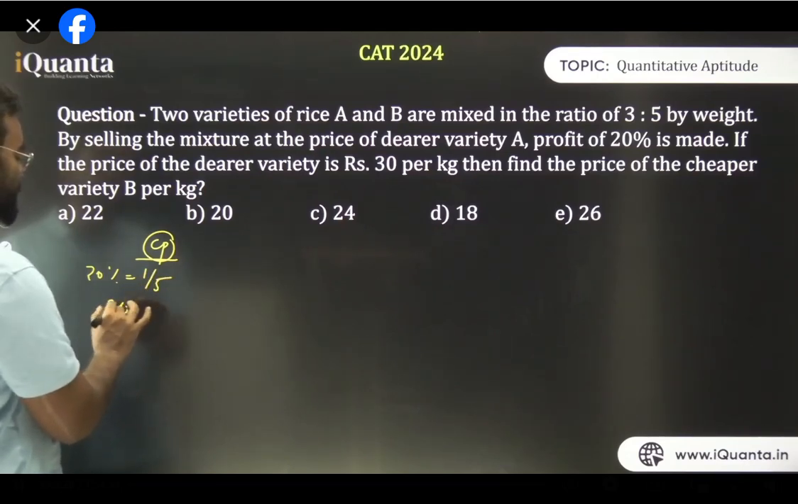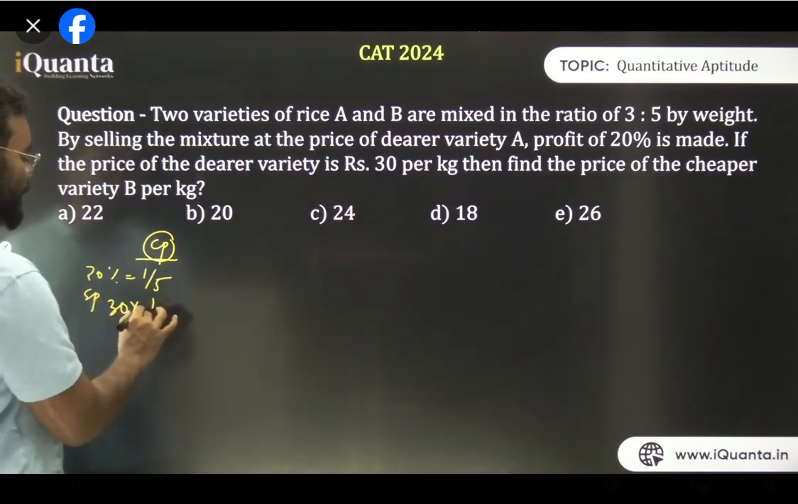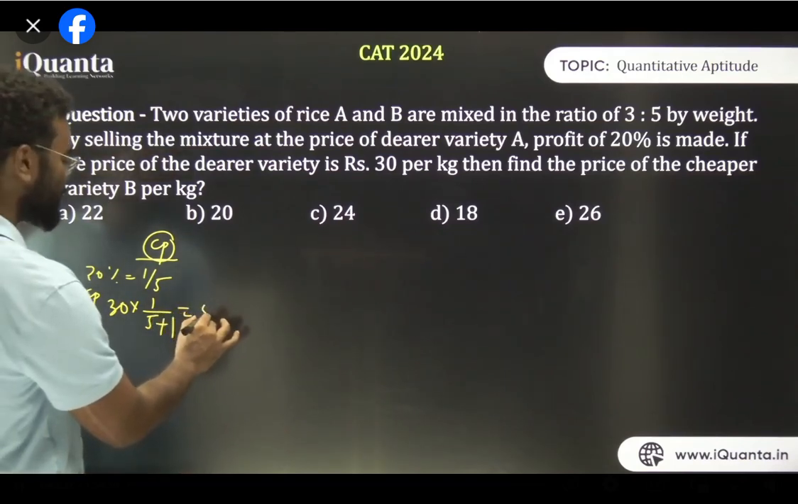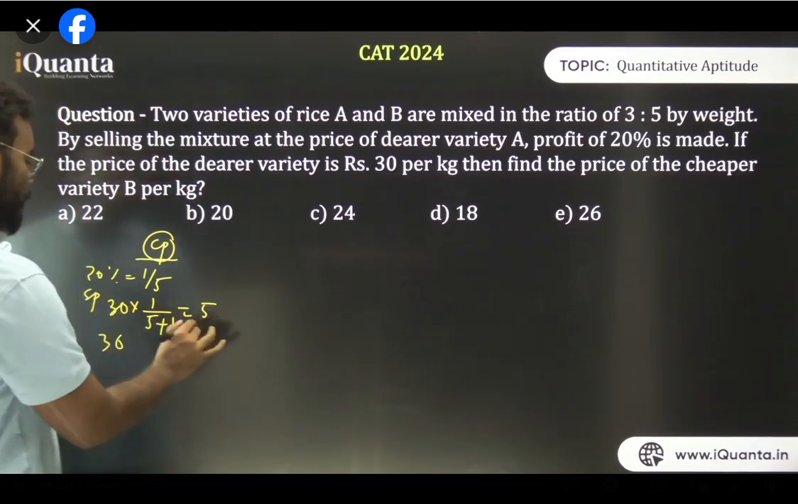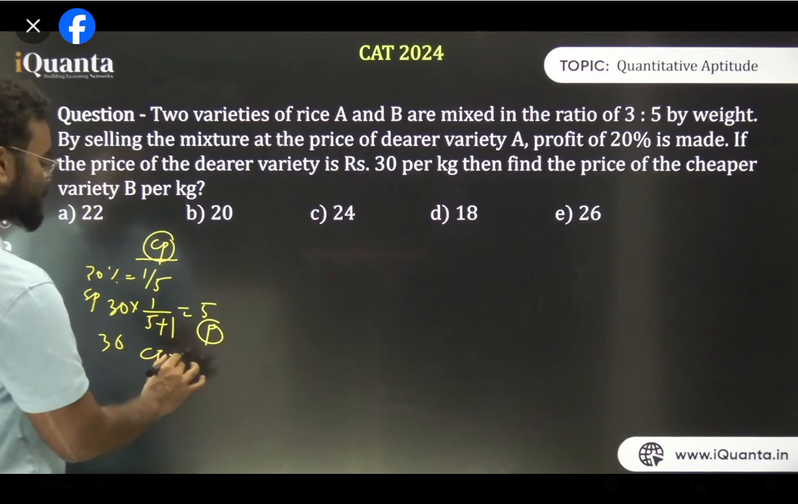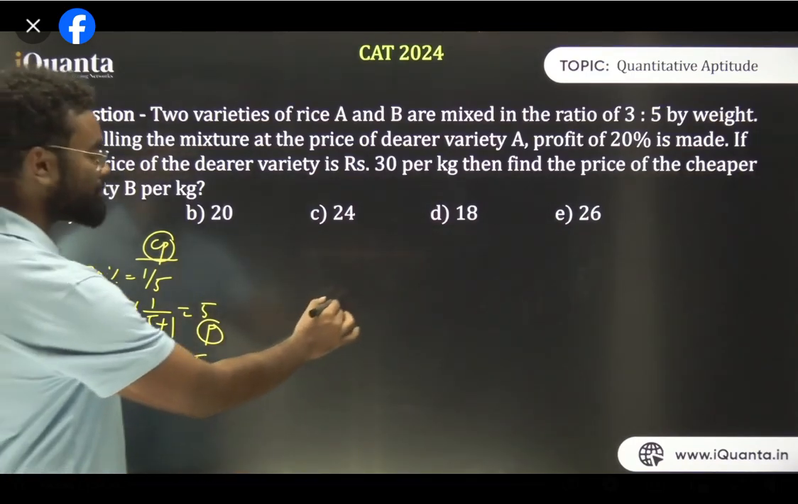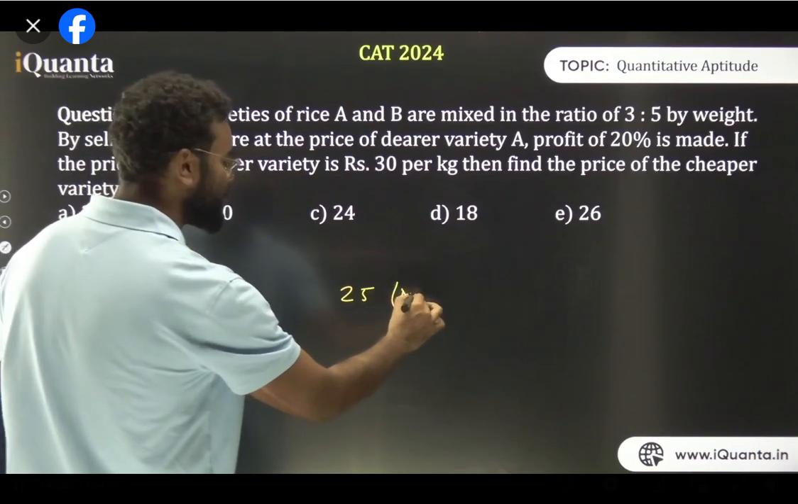So when 30 is the selling price, the profit has to be 1 by 5 plus 1. Why 5 plus 1? Because I'm taking it on selling price. So what is your profit? The profit is 5. So SP is 30, profit is 5. So what is your CP? That is 25. So 25 is the CP of the overall thing. So I can write 25 is the average CP.